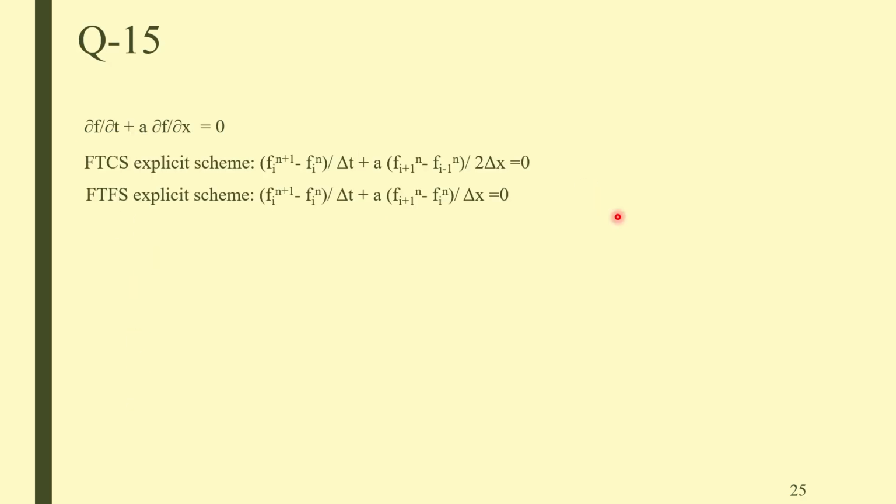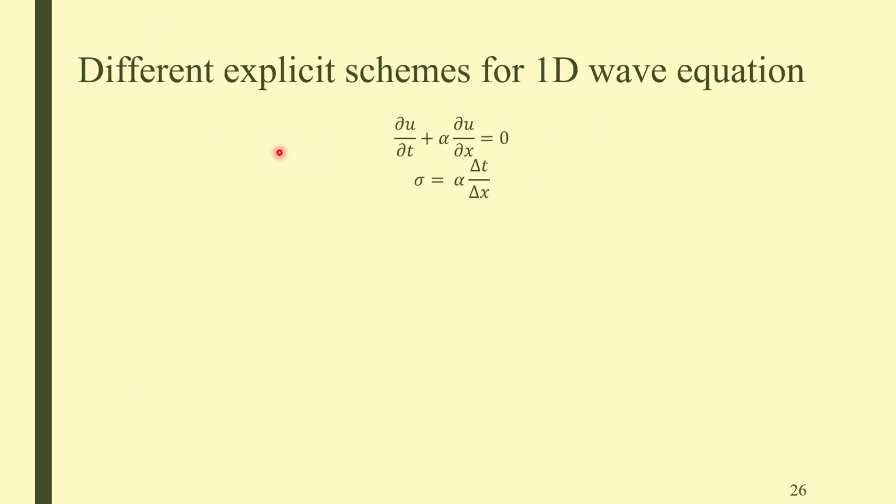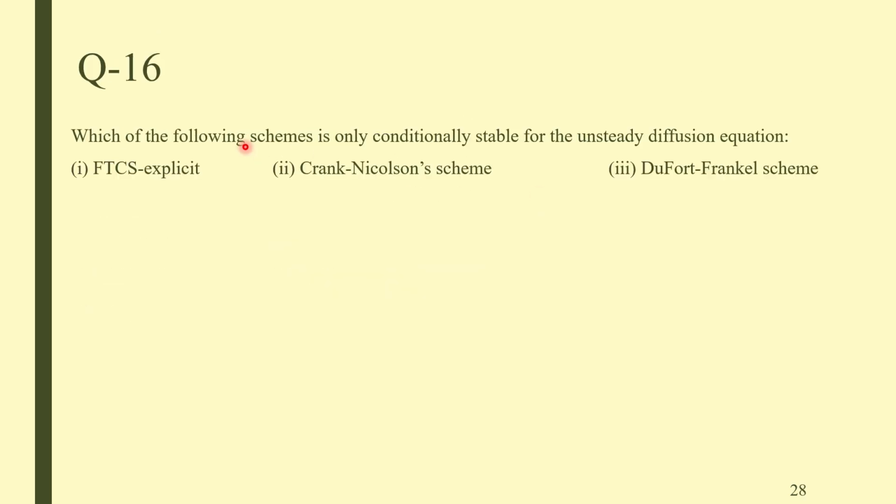Now we'll go to question 16. In question 16, it is mentioned: which of the following schemes is only conditionally stable for the unsteady diffusion equation? The options are FTCS explicit, Crank-Nicolson scheme, Dufort-Frankel scheme. On looking at it, we can say that FTCS explicit is a conditionally stable scheme. The rest are unconditionally stable schemes. So option A is 1, option B is 1 and 2, option C is 1 and 3, option D is none of the above. The conditionally stable one is forward in time, central in space. So the answer is option A.